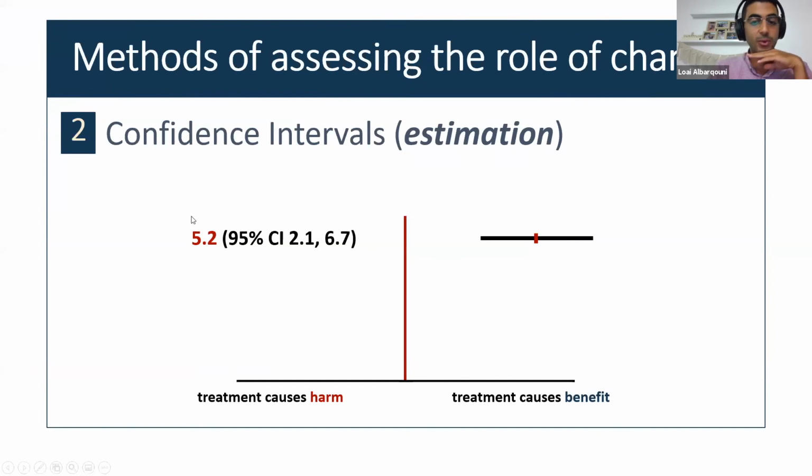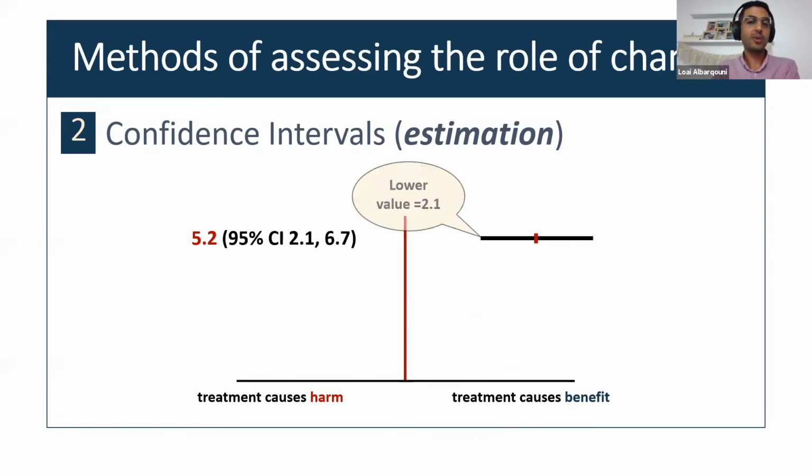So if we are talking about this, for example, if this is a value for a risk ratio, what do you think? Is that statistically significant or not? The effect size risk ratio is 5.2 and the 95% confidence interval ranges from 2.1 to 6.7. Yeah, it is, because the confidence interval doesn't cross the null value.